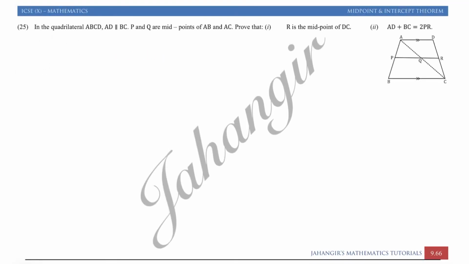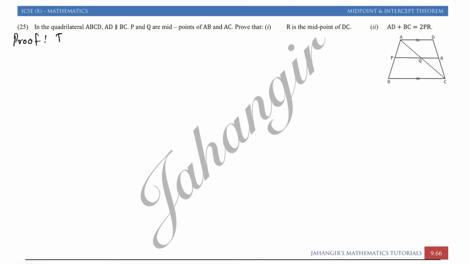In quadrilateral ABCD, AD is parallel to BC. P and Q are the midpoints of AB and AC respectively. Prove that R is the midpoint of DC and AD plus BC gives you 2PR. It's similar to the previous question. So here again we can write, construction is already given. P and Q are the midpoints of AB and AC respectively is given. We have to prove R. So line is already drawn.